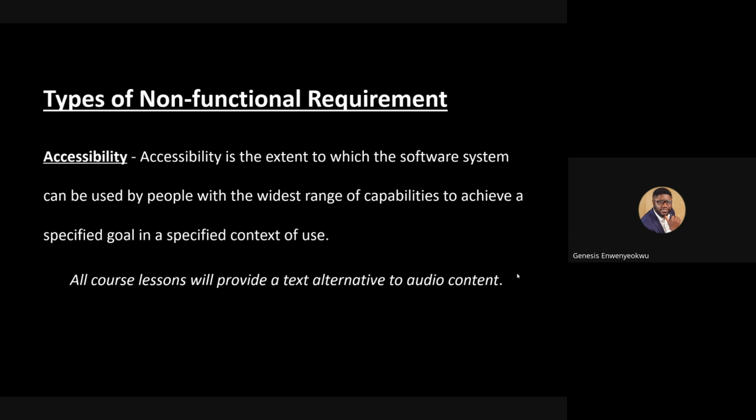Another one is things like text to speech, which is another type of accessibility requirement. Another one is captions. When you're watching YouTube videos, you're able to see captions on the audio conversation or the audio information that the content creator is passing across to you.